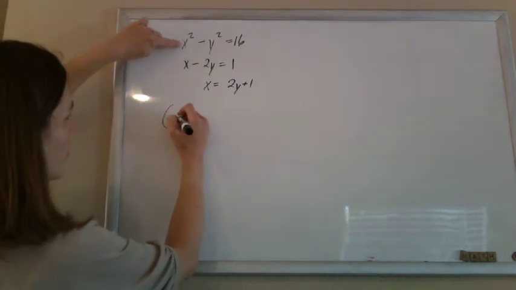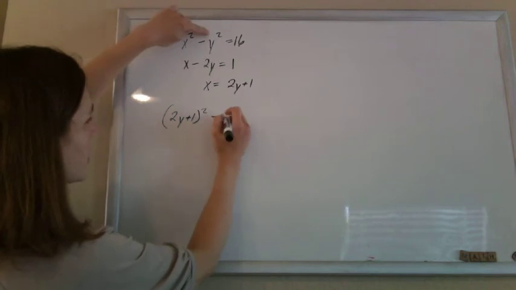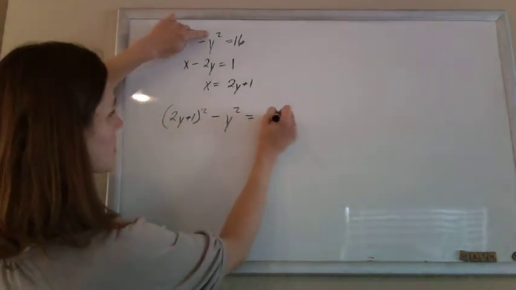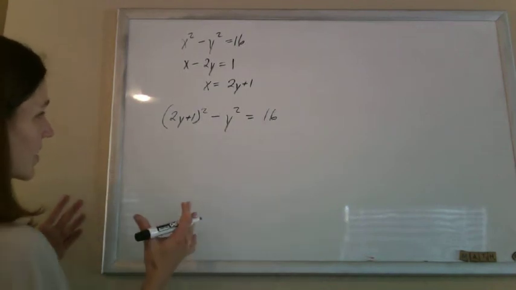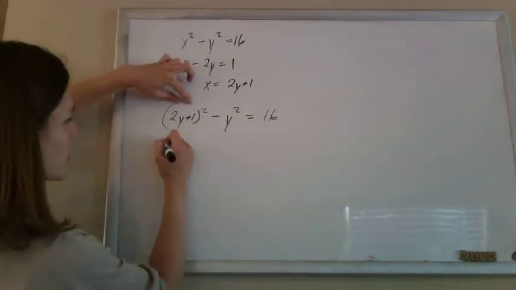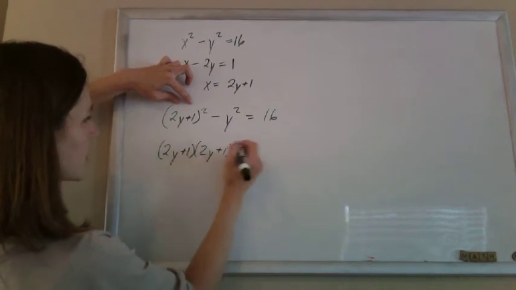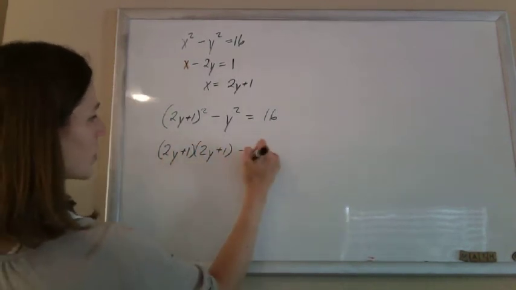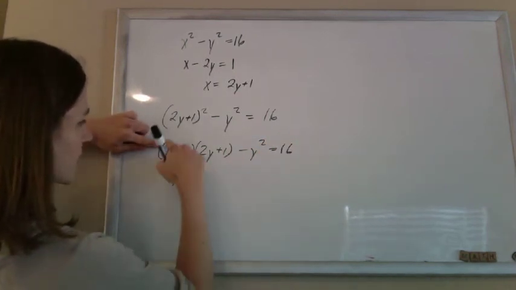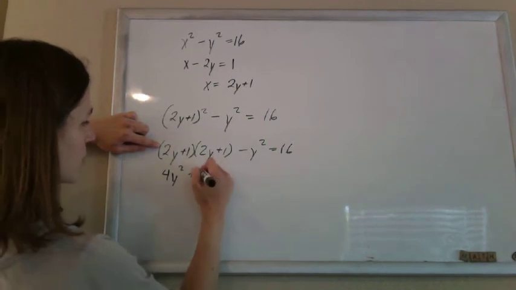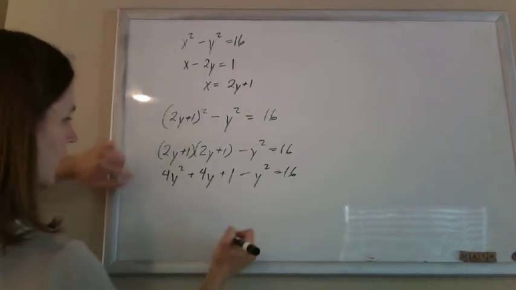And so replace the x with 2y plus 1, squared, minus y squared equals 16. Now I have an equation with just one variable, which I can solve. I need to do (2y plus 1) squared, so don't forget that means 2y plus 1 times itself, so I'm going to need to FOIL that out. So this is 4y squared plus 2y plus another 2y is 4y, plus 1, minus y squared is 16.